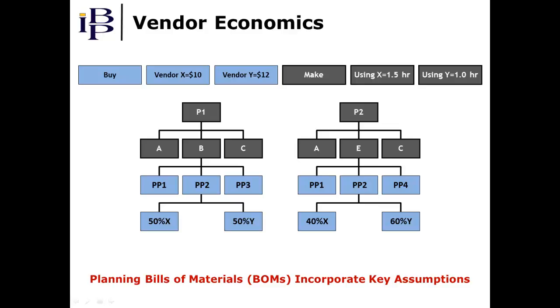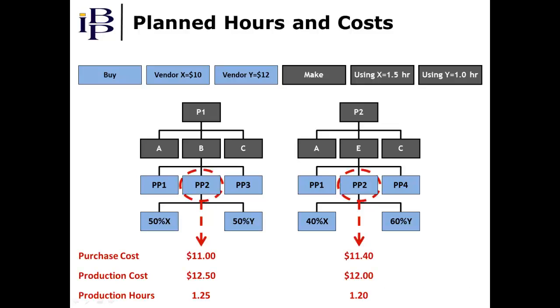While the part from vendor X may cost less, it takes a half hour longer in production. Conversely, vendor Y costs more but takes half hour less in production time than X. This is denoted by the dark gray boxes on the top right. This screen shows how these inputs are used to calculate both costs and production requirements relating to Purchase Part 2.